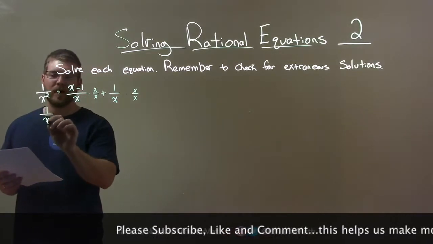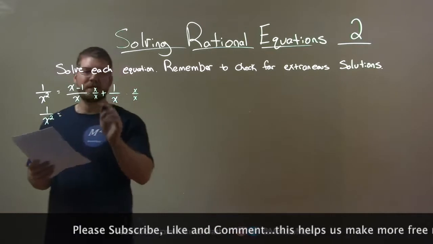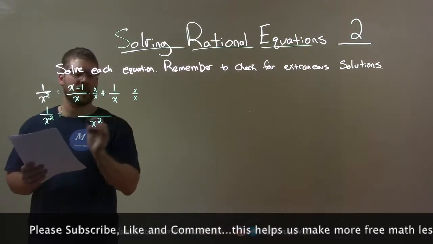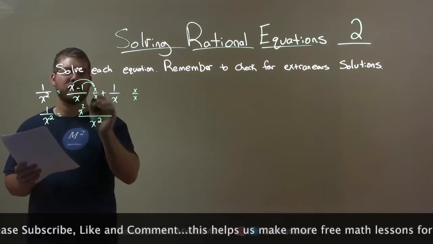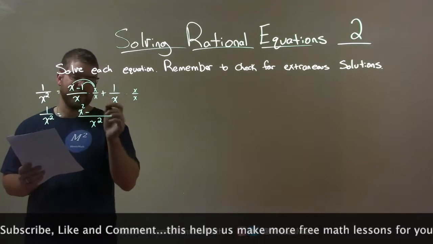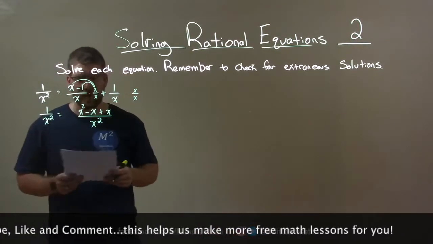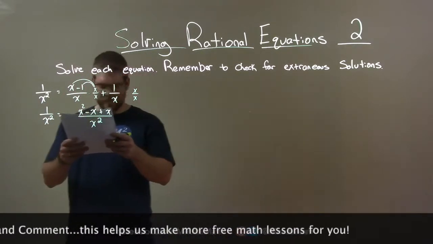So 1 over x squared here is equal to, now let's make sure we distribute. We have an x squared in the denominator, right? X times x is x squared. X times x squared here, x times 1, 1. So we have x minus an x, and x times 1 is just an x. So now we have x squared minus x plus x. All right.